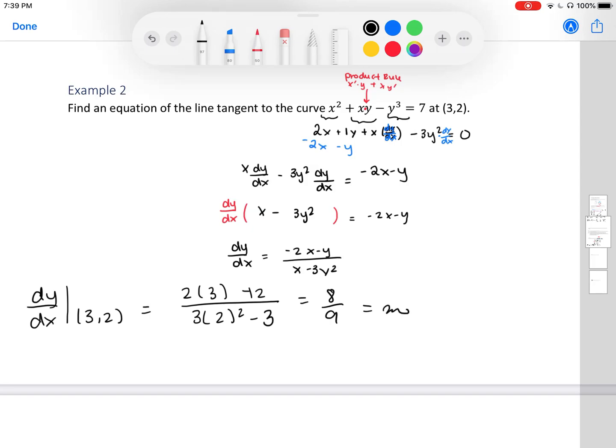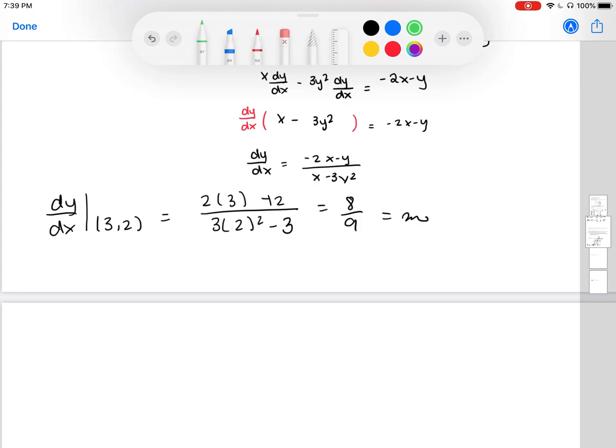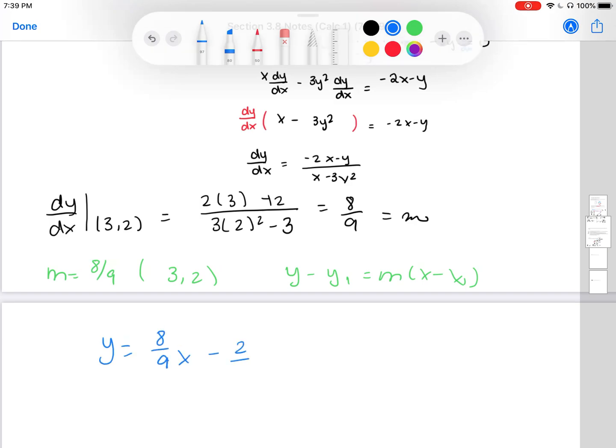And that's our slope. Now again, to find your equation of a line, you use your slope and your point in the point-slope formula. So your answer, once you work it out, should be y equals 8/9 x minus 2/3.